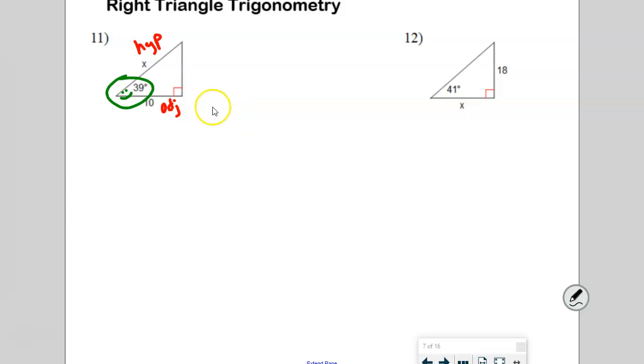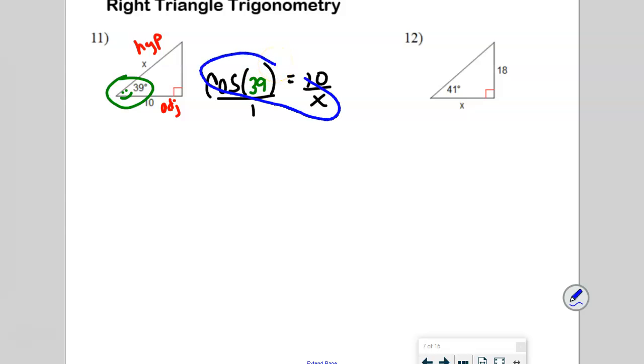So that gives us a cosine ratio. So the cosine of our angle equals adjacent over hypotenuse. So once again, once you get your ratio set up, now it becomes an algebra problem. It still is a cross multiplication problem, but what's unique this time is it's x times the cosine of 39, which is nothing I can type on my calculator at this point. So we do have a little bit of algebra manipulation that's going to happen.